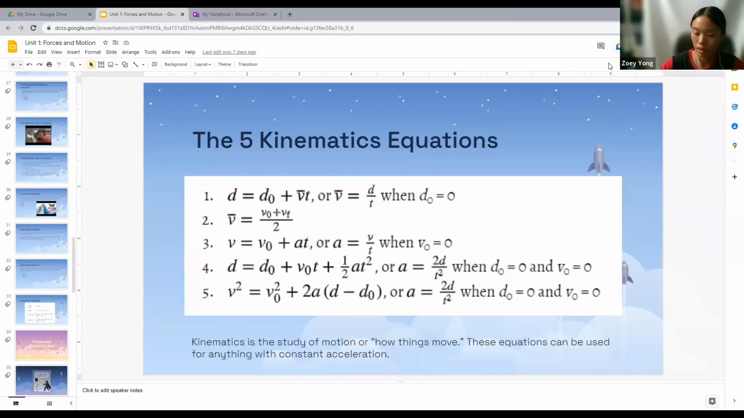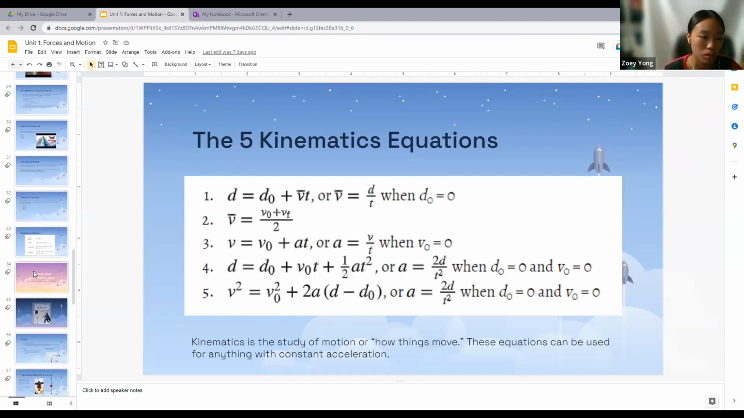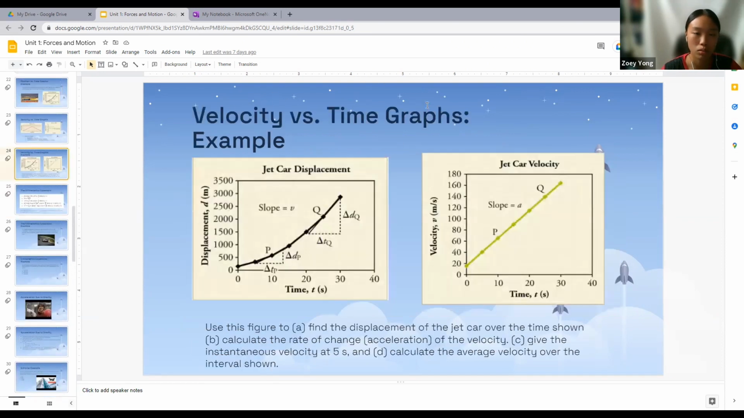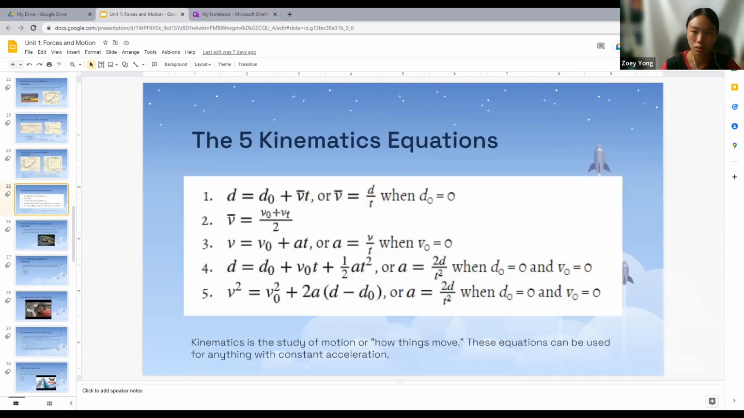Everyone, welcome back. Today, we're going to learn about the five kinematics equations. So remember last class, we talked about acceleration and how to read velocity versus time graphs and how to get acceleration from that. The first thing I'm going to start with is deriving all these equations because it's important to know where everything comes from.